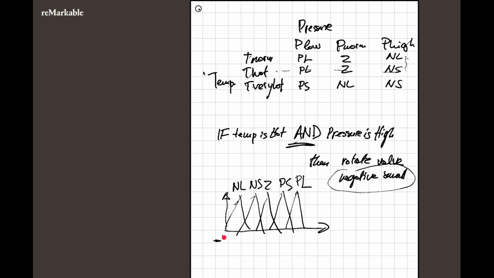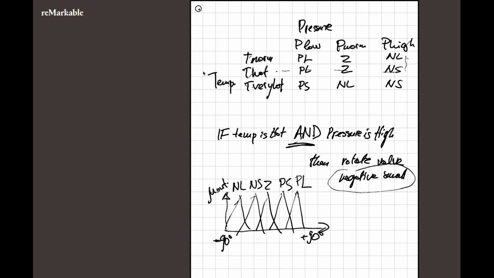So say minus 90 degrees plus 90 degrees, and this is mu out. So this is the fuzzy set for the control variable.